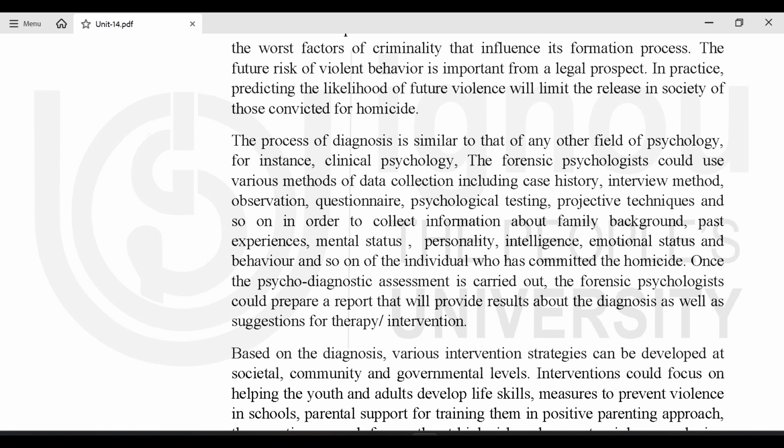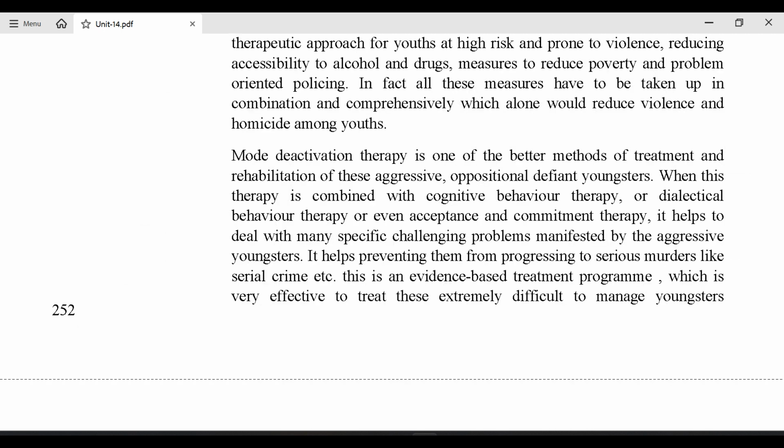Once the psychodiagnostic assessment is carried out, the forensic psychologists could prepare a report that will provide results about the diagnosis as well as suggestions for therapy/intervention. Based on the diagnosis, various intervention strategies can be developed at societal, community and governmental levels. Interventions could focus on helping the youth and adults develop life skills, measures to prevent violence in schools, parental support for training them in positive parenting approach, therapeutic approach for youths at high risk and prone to violence, reducing accessibility to alcohol and drugs, measures to reduce poverty and problem-oriented policing.